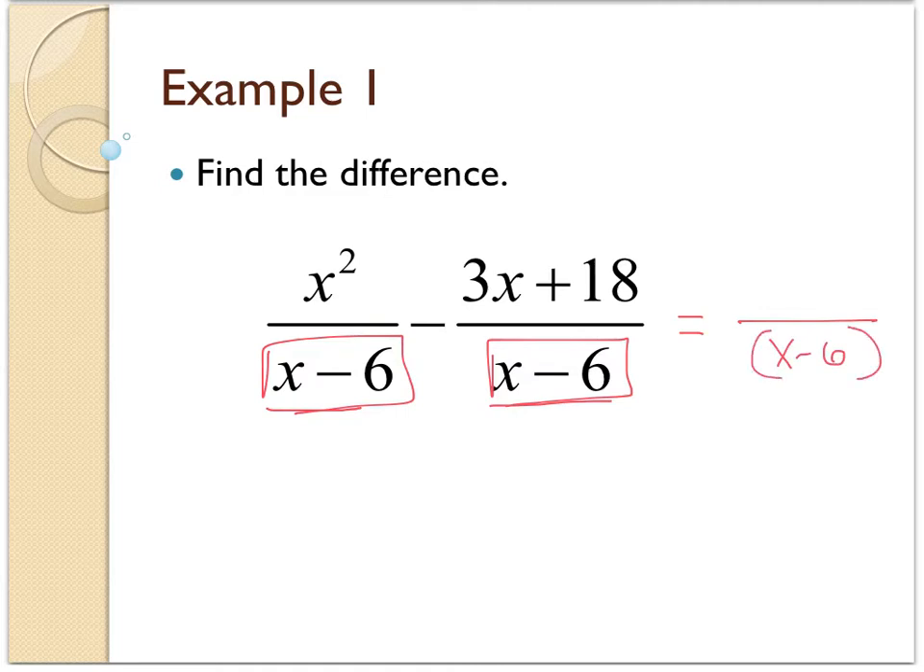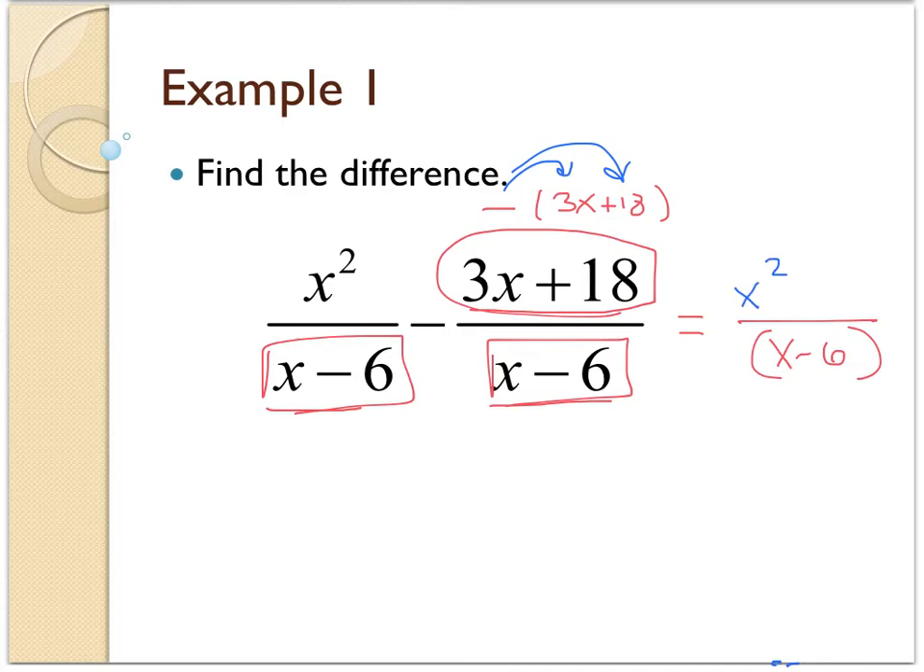and then I do x squared minus this whole piece. So I am subtracting a 3x plus 18, which means I have to distribute that negative. So I would have x squared minus 3x plus 18. So now the first part is to combine. Now we need to reduce if we can.